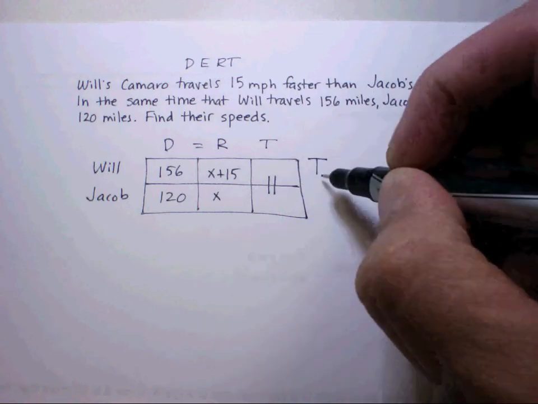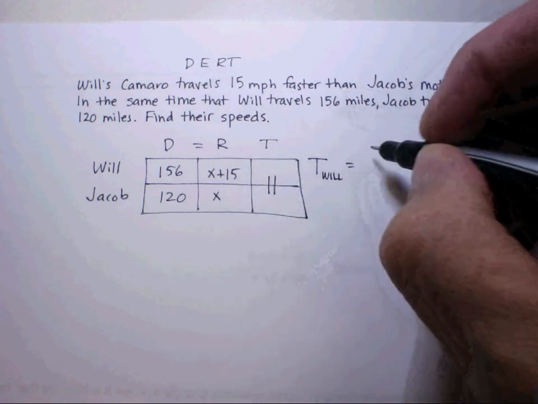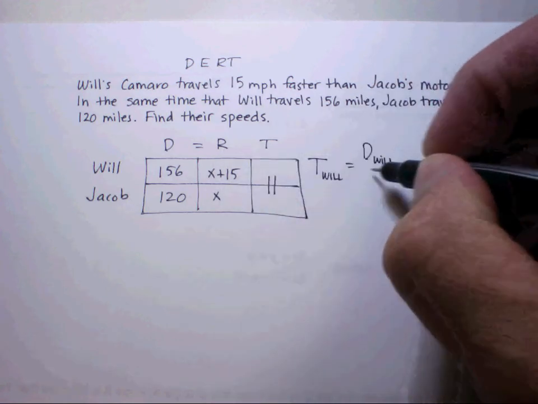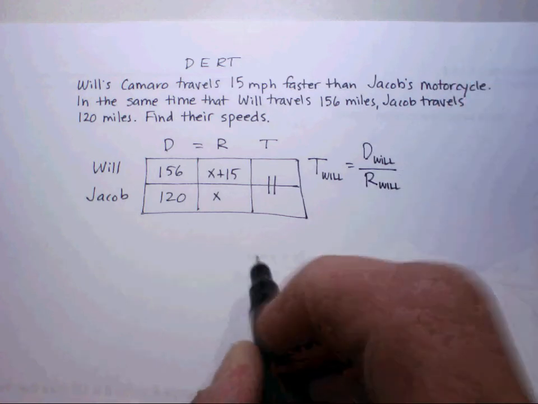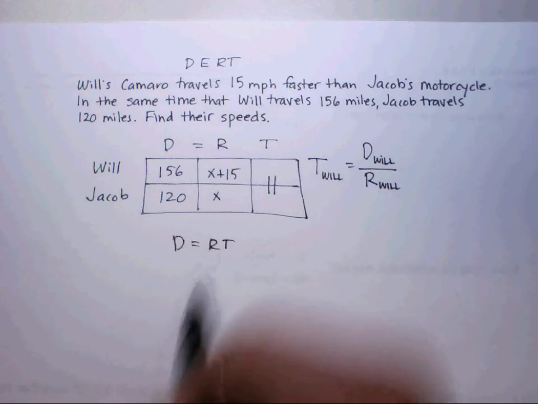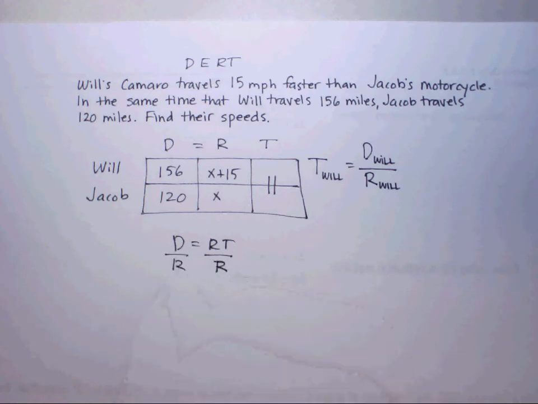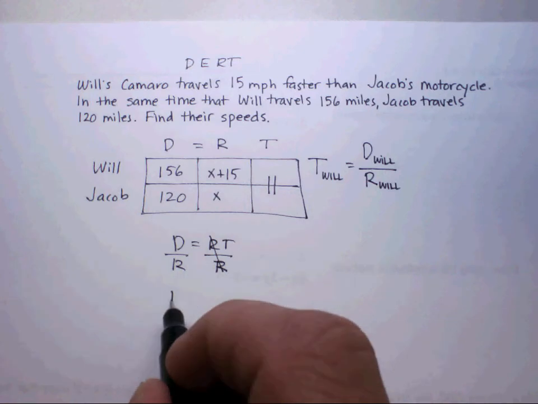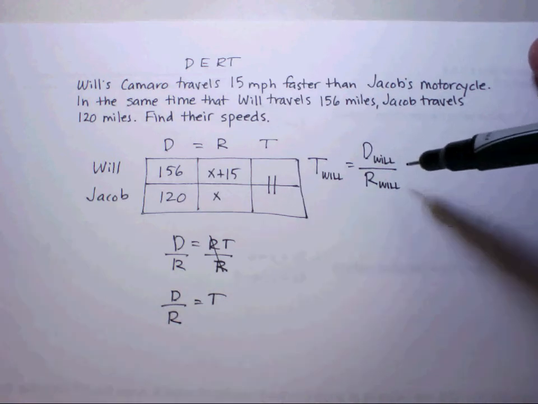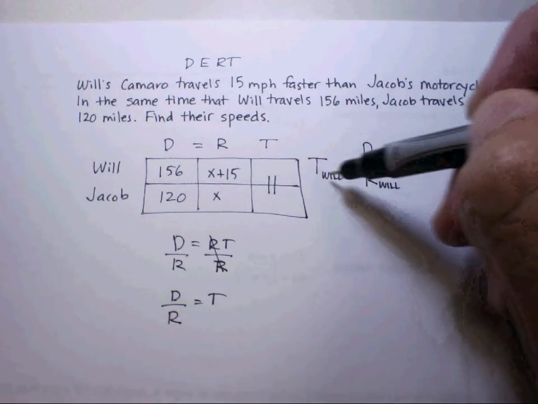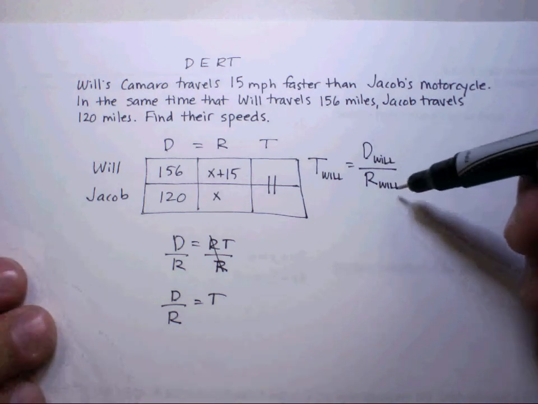So let's see what I know here. If I look at just Will's equation, I know that time, because time is what's equal, the time for Will is equal to, if I divide both sides by r, the distance for Will over the rate for Will. I know that because distance is equal to rate times time. I'm solving for time. Divide both sides by r, and I end up with d over r is equal to t. So that's what I did here.